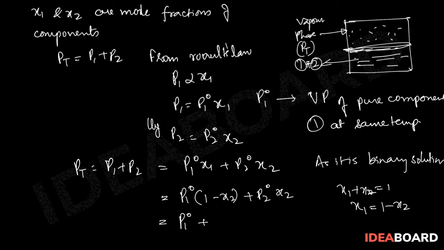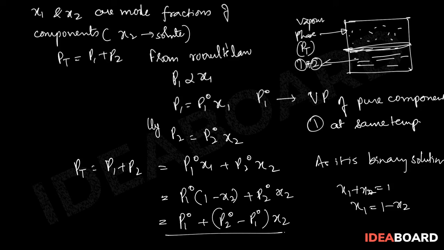So P1 naught plus P2 naught minus P1 naught into x2, where x2 is the mole fraction of the second component. Generally we consider the second component as the solute and x1 as the solvent. So generally when we say x2, it is for the solute.